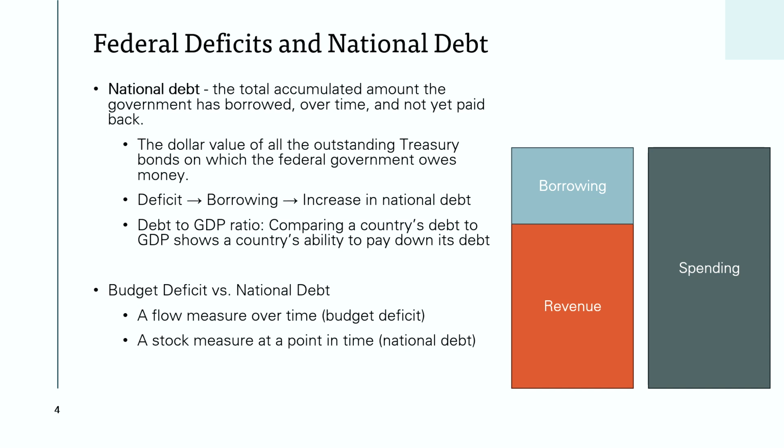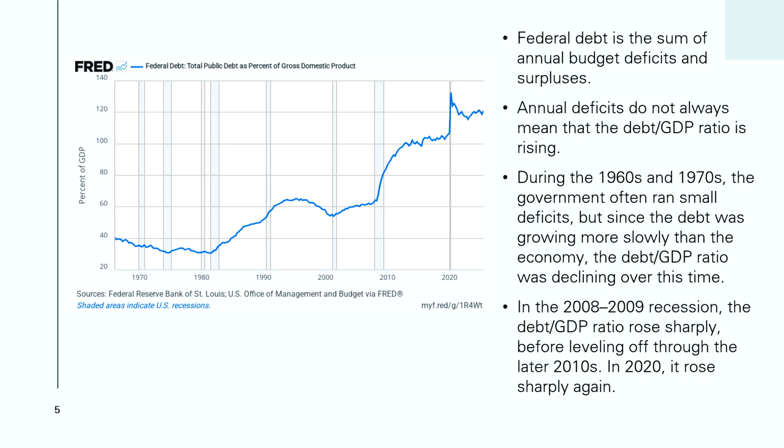Effectively, the national debt is the dollar value of all outstanding treasury bonds the government currently owes money on. Every time we run an annual deficit, we must borrow, which in turn increases the total national debt. To understand if this debt is manageable, we look at the debt to GDP ratio, which compares what we owe to our total economic output. The federal debt is essentially the sum of all past annual budget deficits and surpluses.